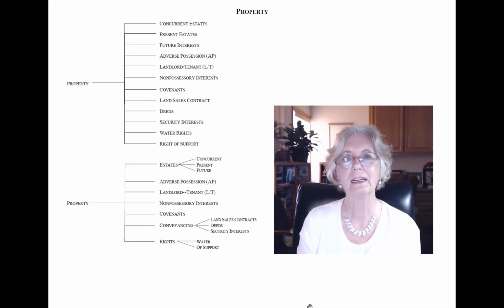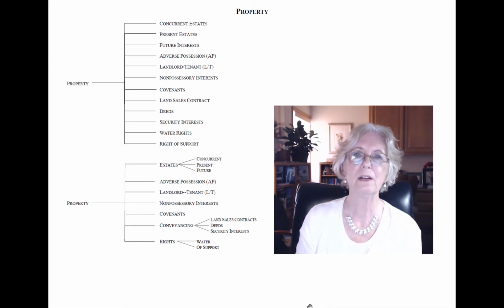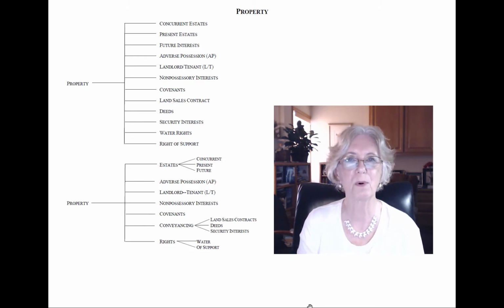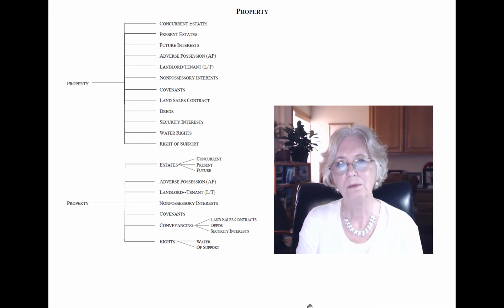We've talked about the right to possess but not actually own the land and the issues involved in that, landlord-tenant issues. We've talked about non-possessory interests, granting a right to someone to access property for a particular use, easements, profits, licenses. And now we move on to the subject of covenants, promises involving land.